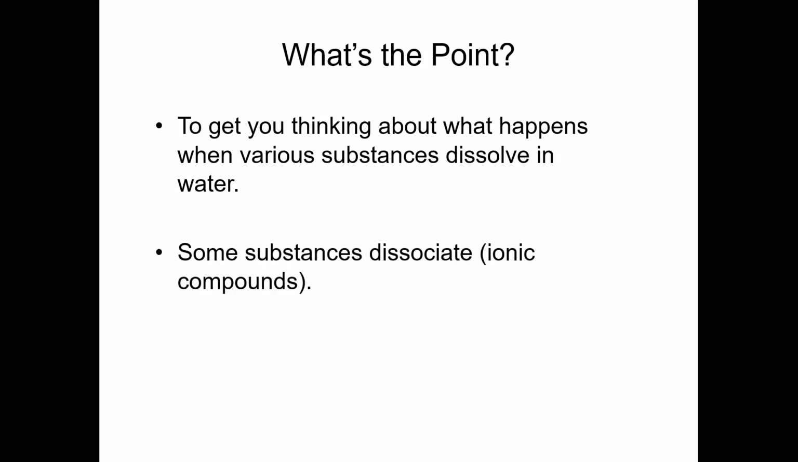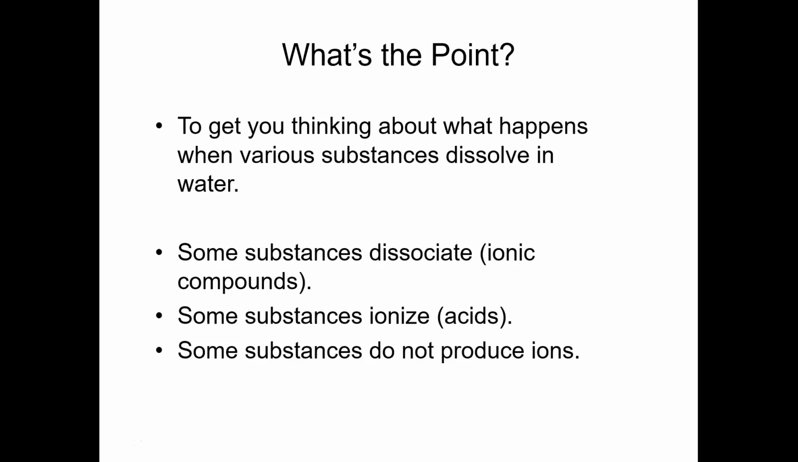So some compounds dissociate when you dissolve them in water, and the example of that would be ionic compounds. Some substances ionize when you dissolve them in water, and that would be acids. So acids, when you dissolve in water, although they are molecular compounds before they go in, will ionize to produce hydrogen ions as well as anions in aqueous solution. And finally, some substances don't produce ions, and those would be non-electrolytes.